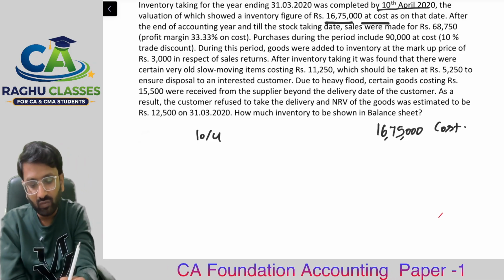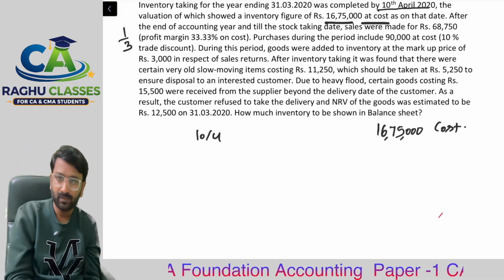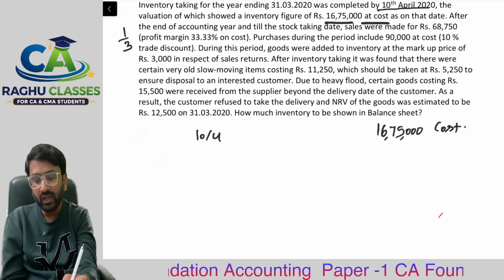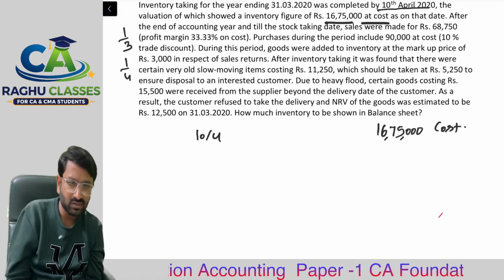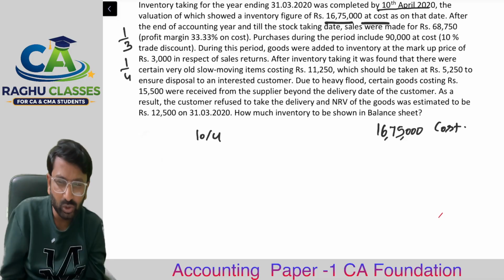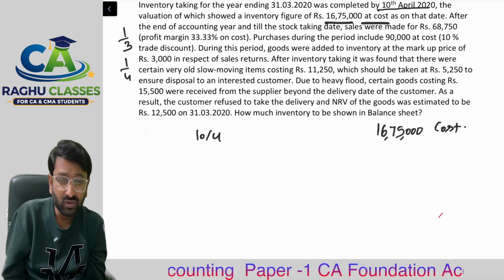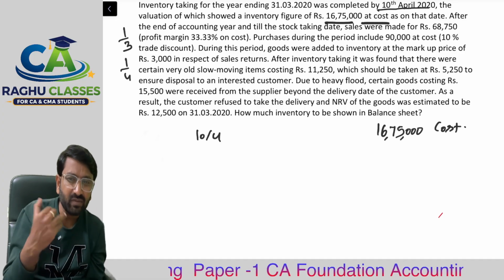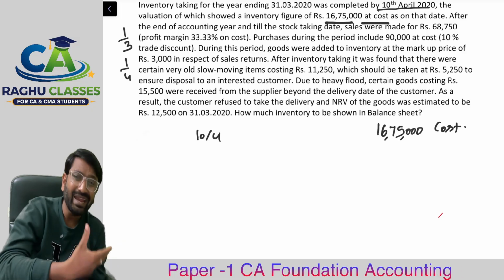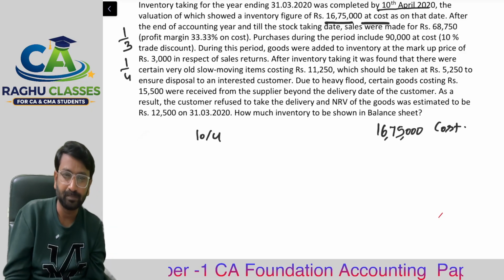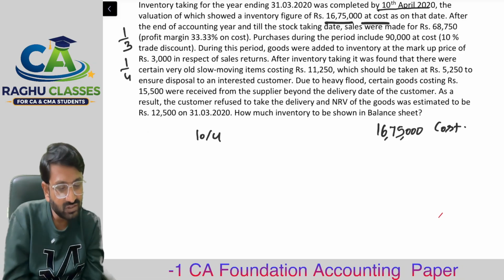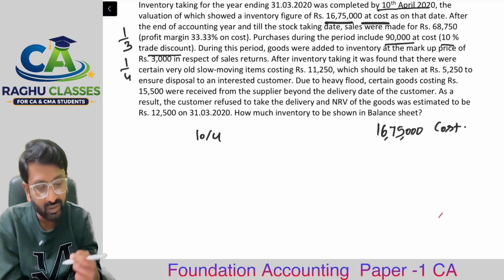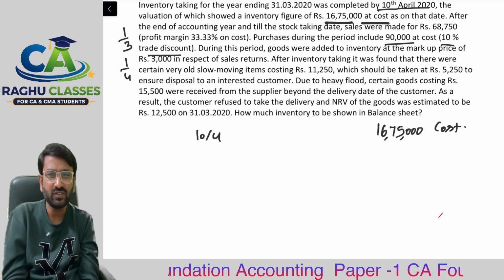So can we say 1 by 3 on cost? When the profit is 1 by 3 on cost, it's going to be 1 by 4 on sales. The shortcuts you need to understand and remember, which I've discussed already in the previous video. Similarly, if it is 1 by 7 on cost, it's going to be 1 by 8 on sales. It's given to you: purchases during the period is 90,000 at cost, 10% trade discount. So if I remove 10%, 81,000 is the purchase.